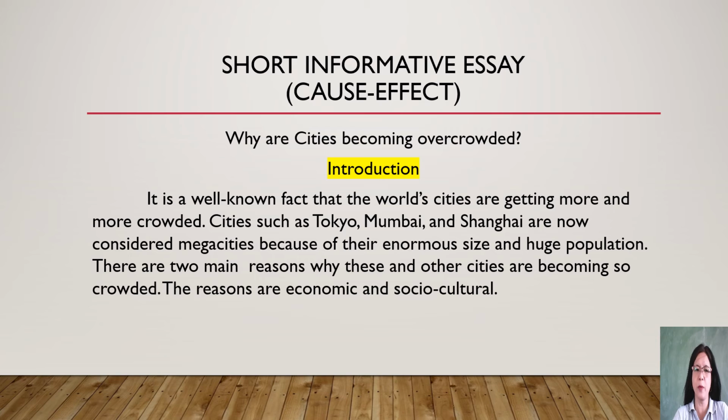Here is another informative essay using cause and effect. Why are cities becoming overcrowded? Introduction. It is a well-known fact that the world's cities are getting more and more crowded. Cities such as Tokyo, Mumbai, and Shanghai are now considered megacities because of their enormous size and huge population. There are two main reasons why these and other cities are becoming too crowded. The reasons are economic and socio-cultural. So the writer here introduces the causes why cities are becoming overcrowded, and these are the causes.